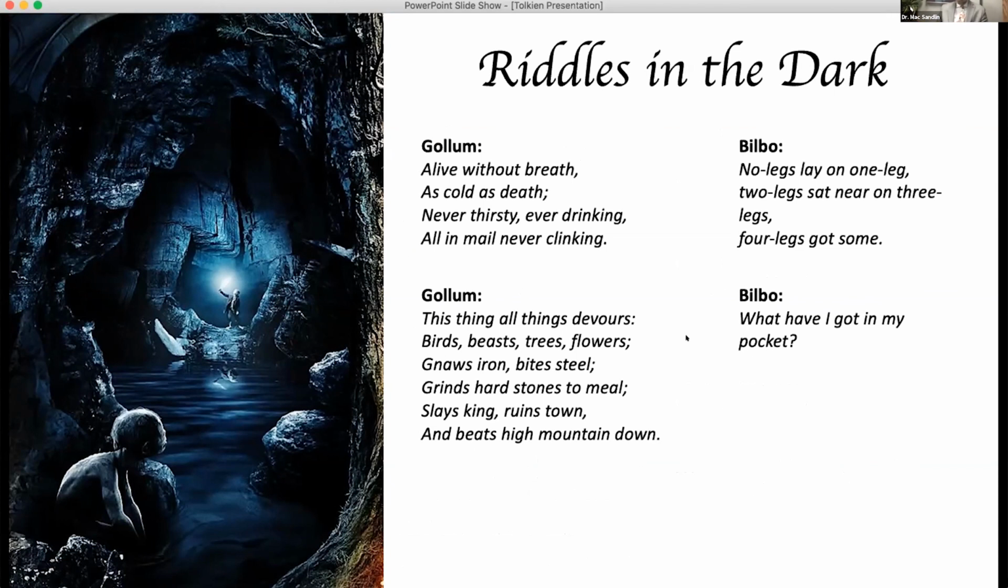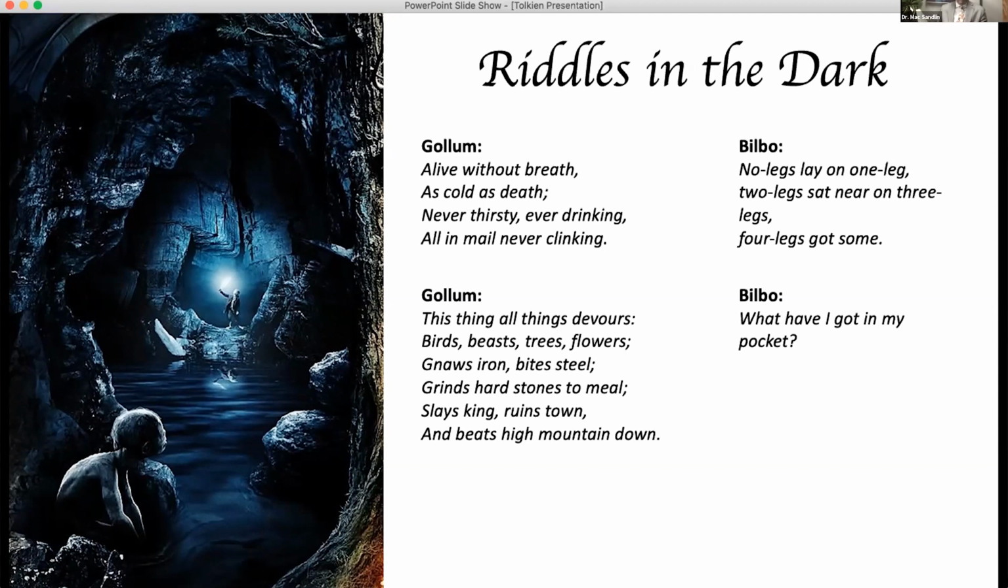The next one, Gollum says, alive without breath, as cold as death, never thirsty, ever drinking, all in mail, never clinking. Wonderful riddle here. And this one is very easy for Gollum because, of course, he eats these things all the time. Bilbo has to think about it. And by luck, Bilbo has an unusual share of luck. We might say he has providential blessing, that is, that God looks out for him. A fish splashes up near the edge of the pool, and Bilbo says, oh, yes, it's a fish. It's a fish. Well, Gollum's disappointed.